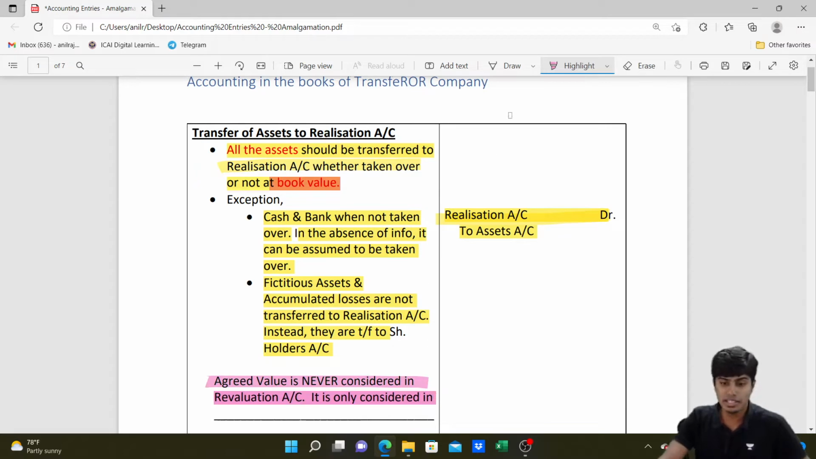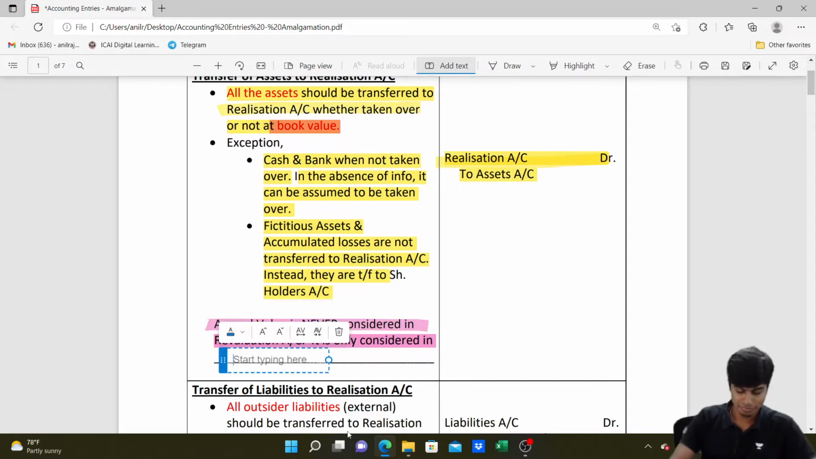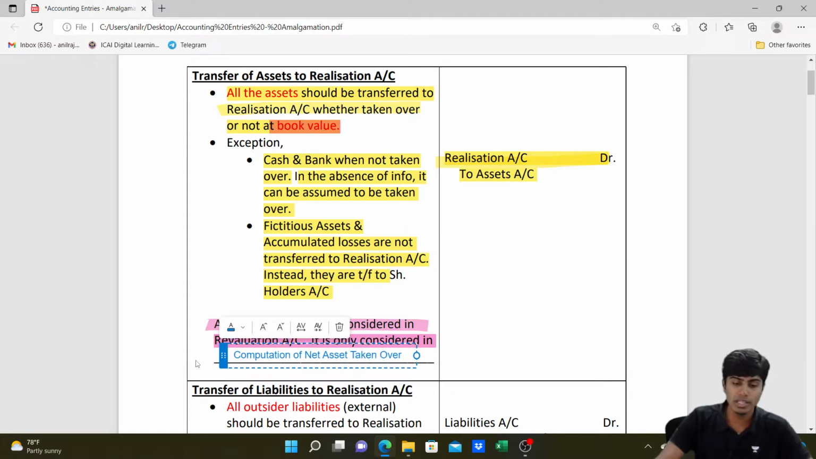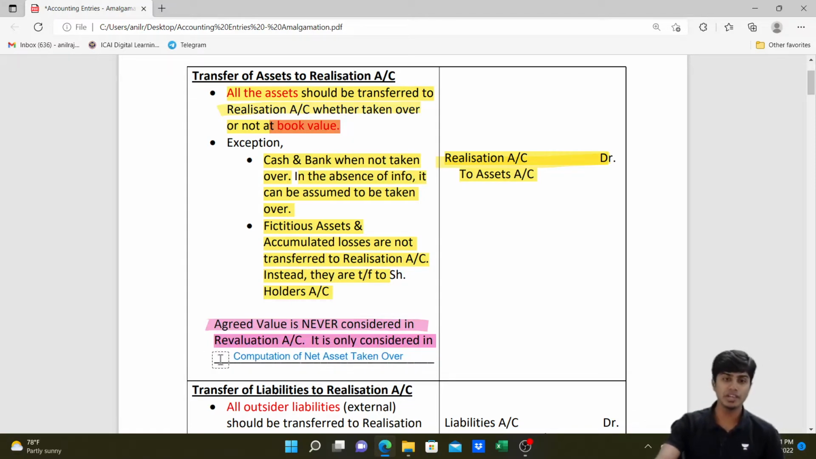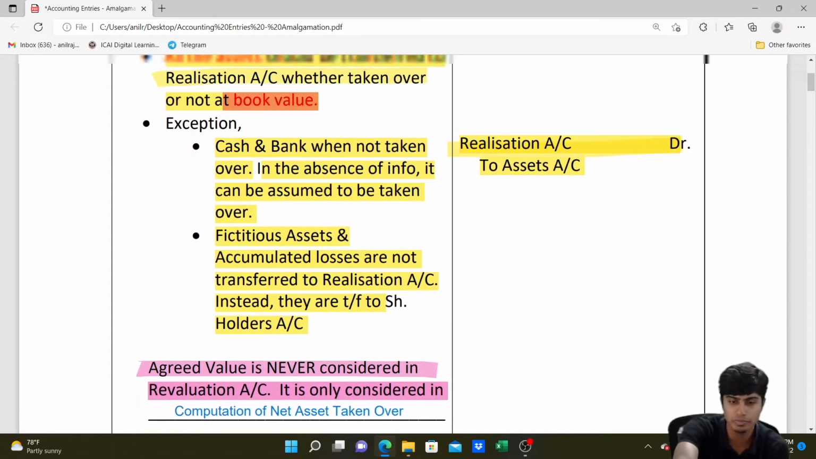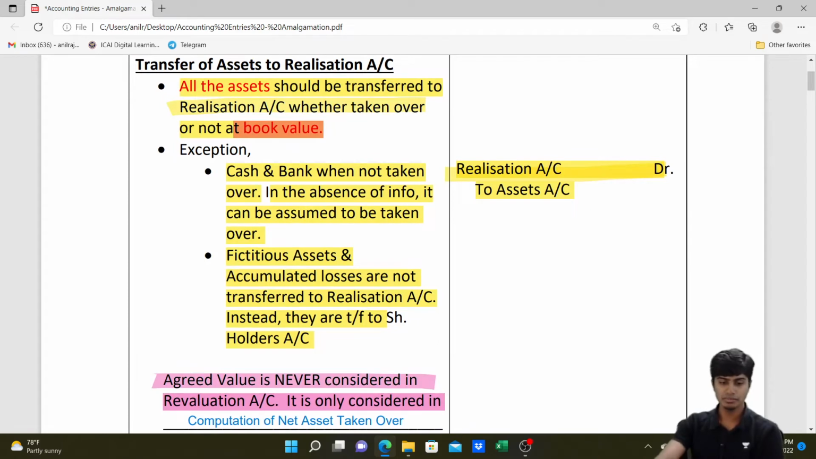It is only considered in, where is it considered? Can you guys guess the answer? Computation of net assets taken over. Yeah, in the books of transferee, when we compute net assets taken over, only then you will consider the agreed value. Till then, you will never ever touch agreed value. It's always at book value. So this is the first entry.